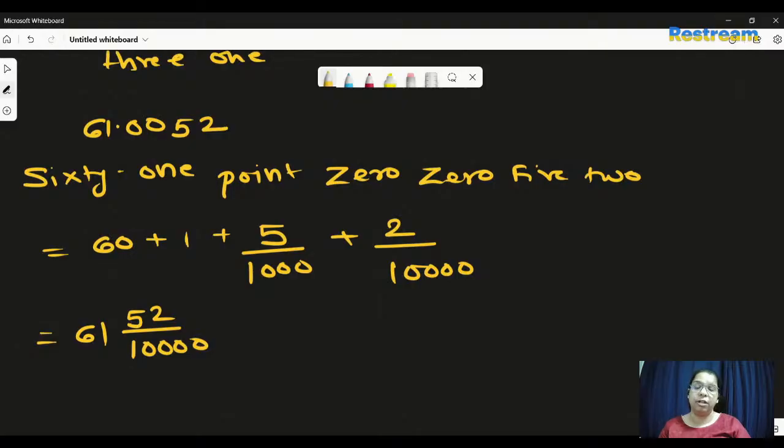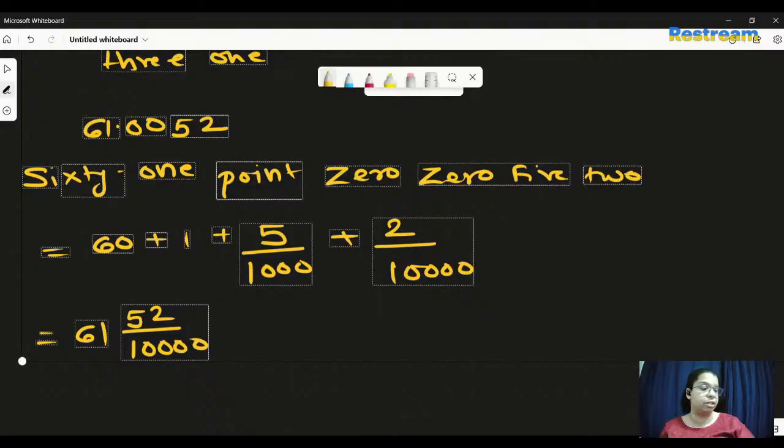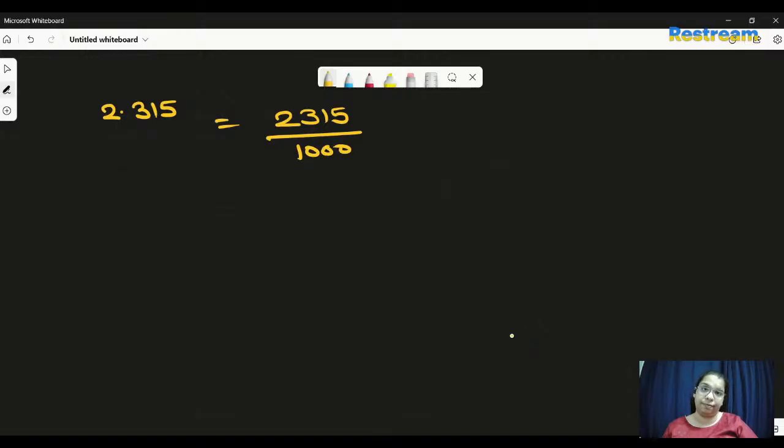Now we have to convert decimals into fractions and fractions into decimals. So let's start with decimals to fractions. So let's say I have 2.315. Now how many numbers do I have after decimal place? 3. So I'm going to say that it is 2315 over 1000. Okay. So whatever the number of digits after the decimal place, that many zeros we are going to put in the denominator.